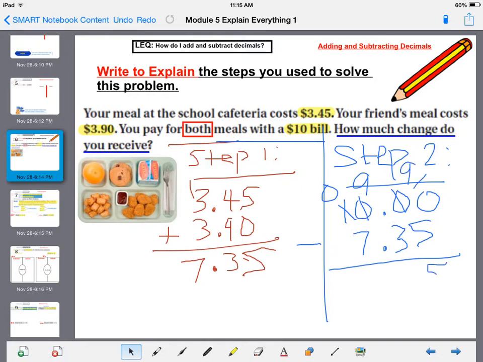So 10 minus 5 is 5. 9 minus 3 is 6. We line up these decimal points. 9 minus 7 is 2. And so my answer is, my change that I receive after I handed the cashier a $10 bill is $2.65.